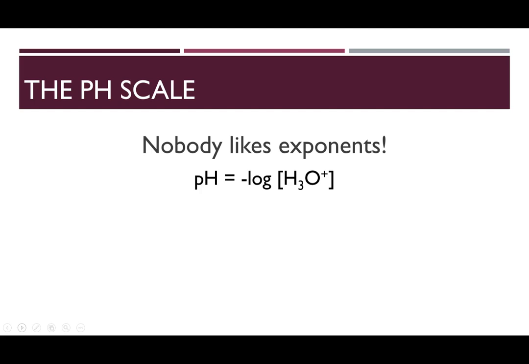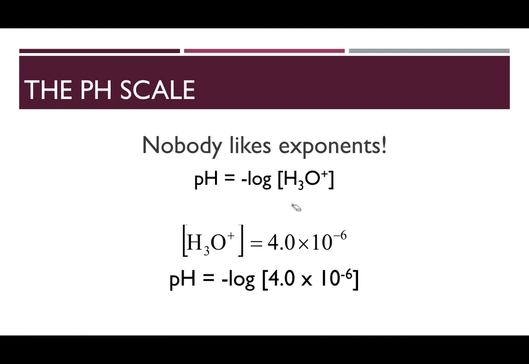So pH, you're going to take the negative log, and then you're literally going to type in whatever the number is for the hydronium concentration. So in our previous problem, let me not draw this, I have it on the slide. In our previous problem, the hydronium concentration was 4.0 times 10 to the negative 6th. So I'm going to plug that into that spot in our equation. And here's what we would type into our calculator.